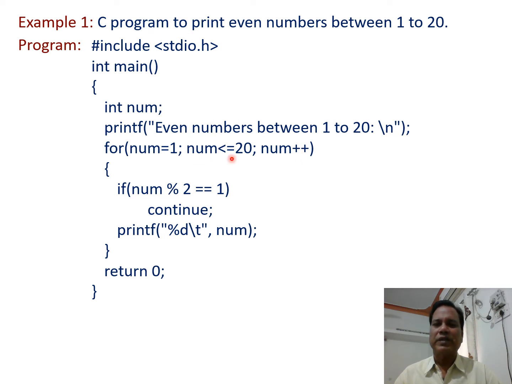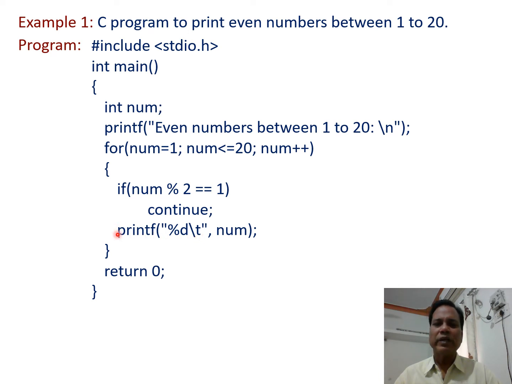Then the condition is tested: 2 is less than or equal to 20. The condition is true. Then the body of the for loop is executed again. Again in the body, if num modulo 2 equal to 1: 2 modulo 2, naturally, is not equal to 1. So the continue statement is skipped. The next statement is printf of %d, num. The value of variable num, that is 2, gets printed. And \t moves the cursor one tab position right.